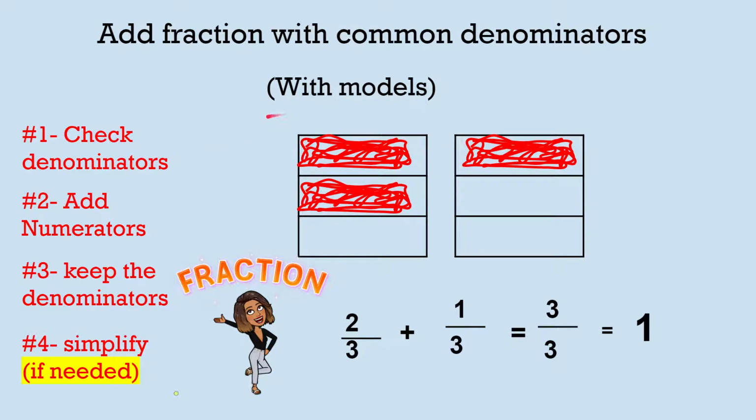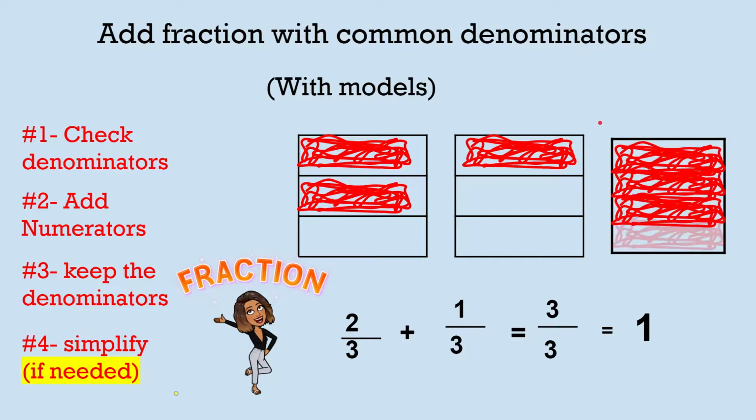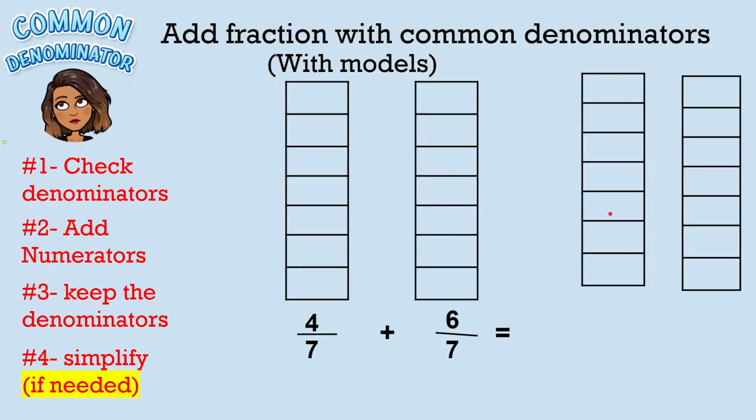Let's see how 1 is going to be represented. So as you can see, I only have 1 without any lines going through, or it's not divided. So just fill it all in, and this is a whole. Let's move on.